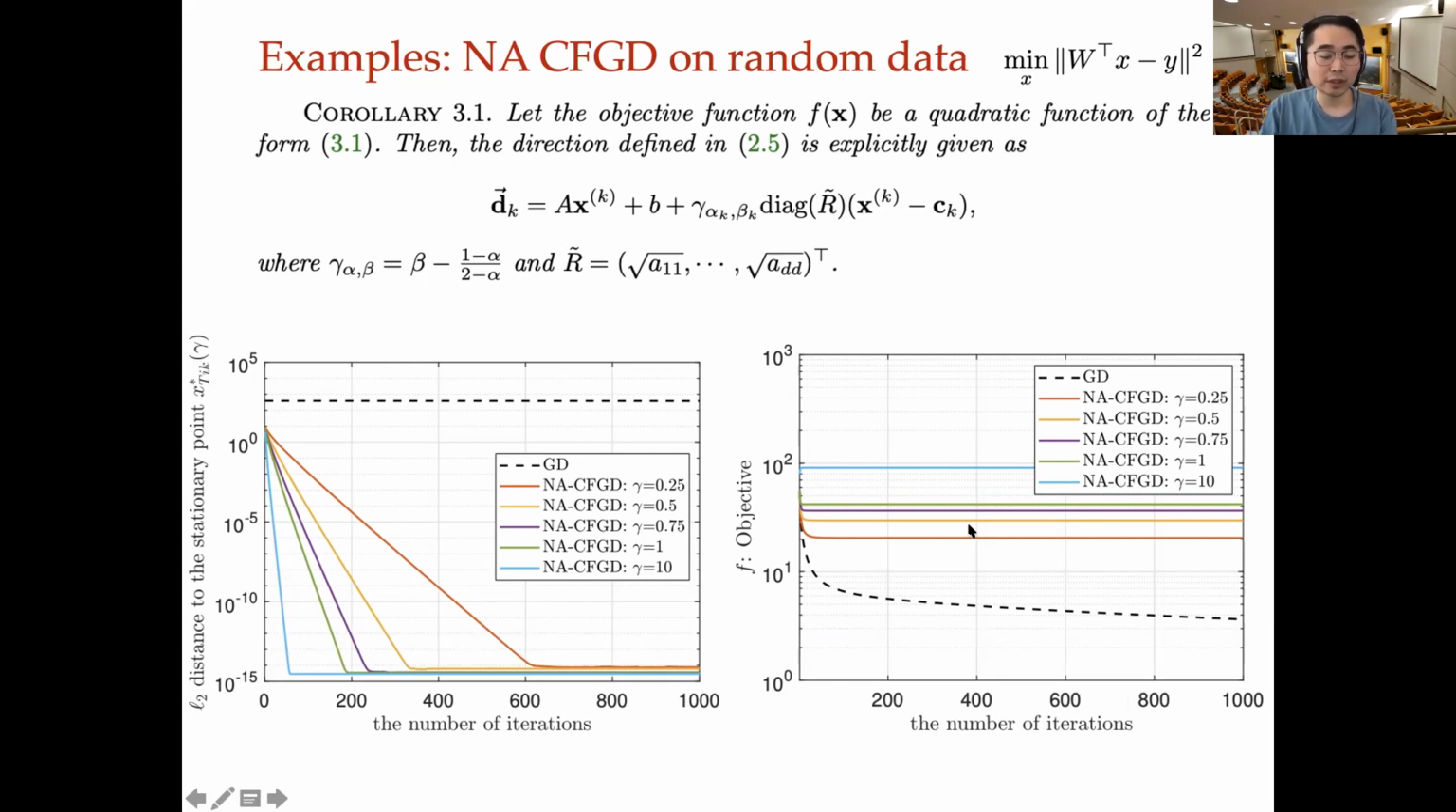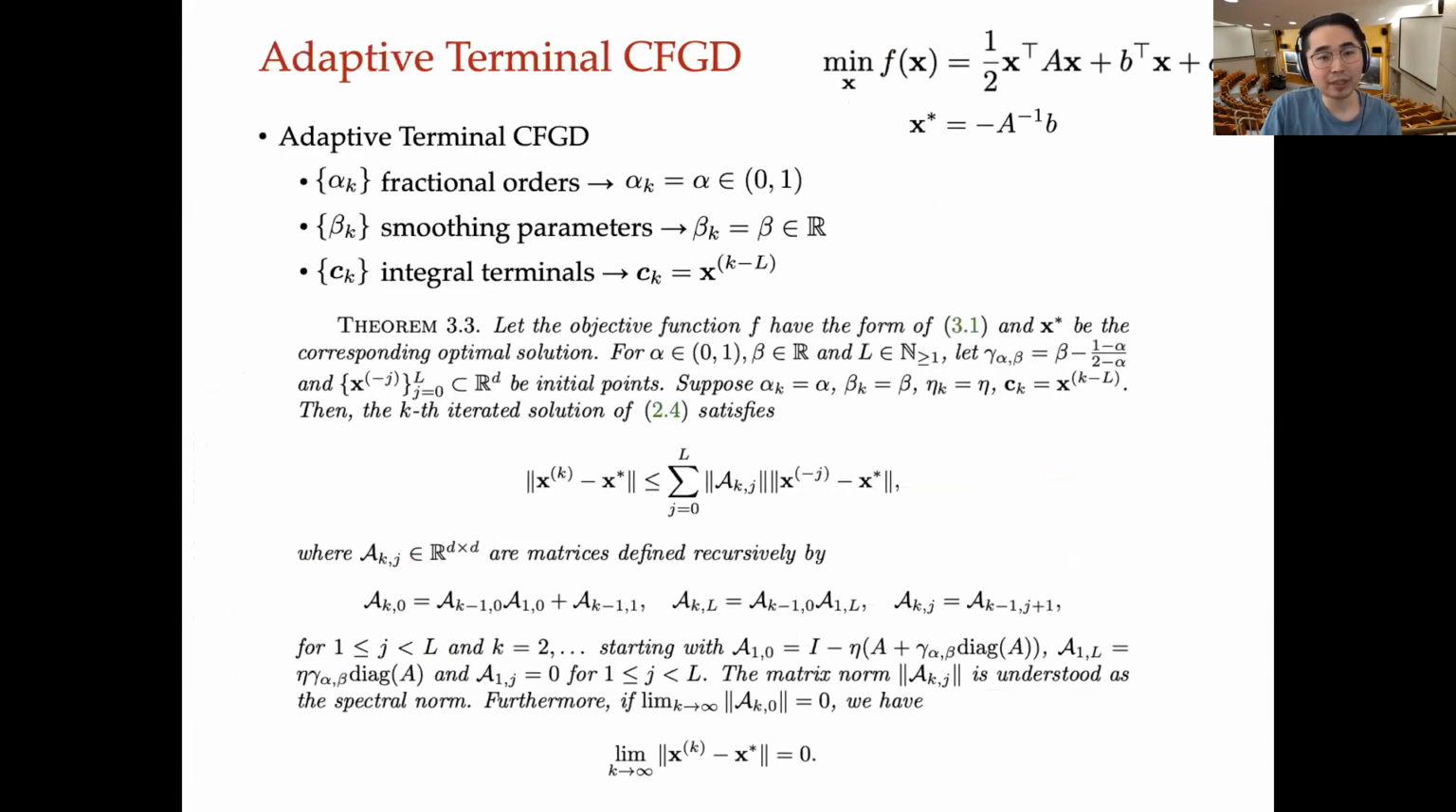So with this observation, nothing is wrong. Everything is as expected by theory. But sometimes in practice, we want to find a stationary point of the original objective function. With that goal in mind, we propose the adaptive scheme.